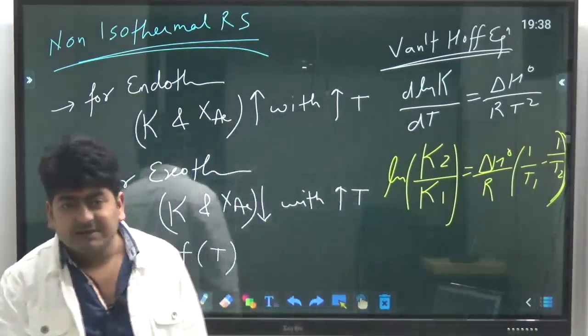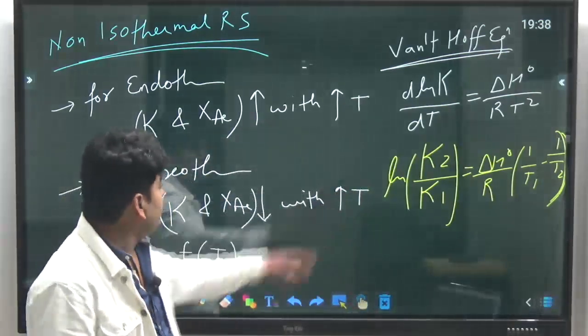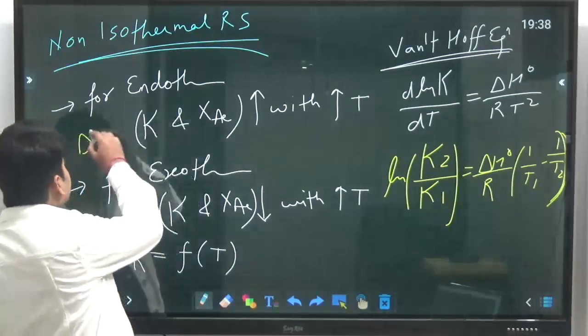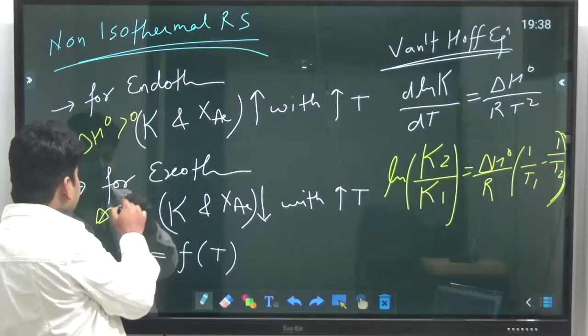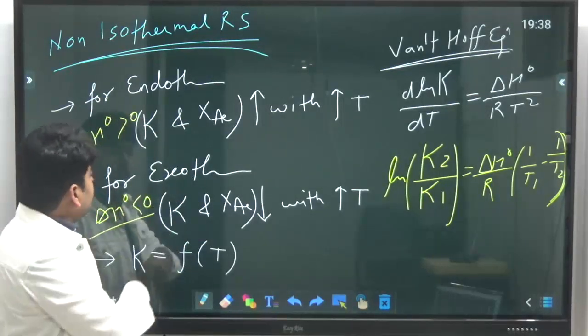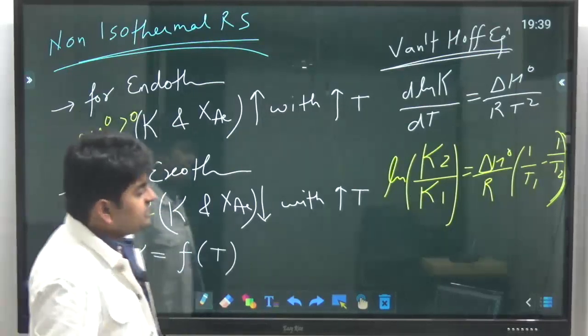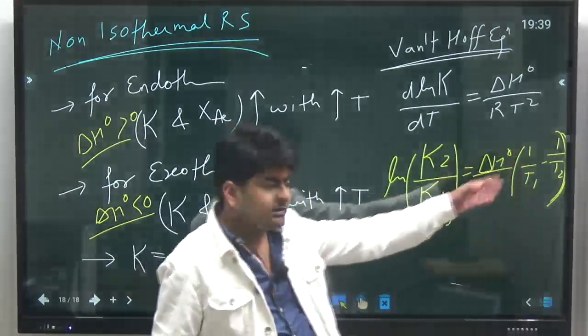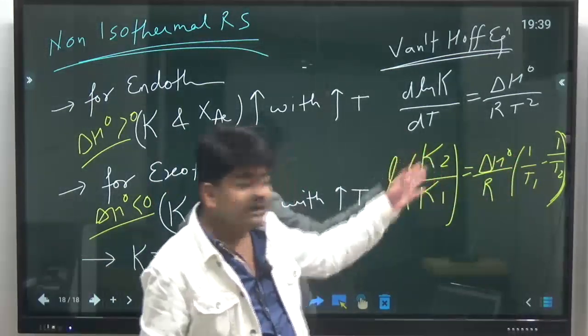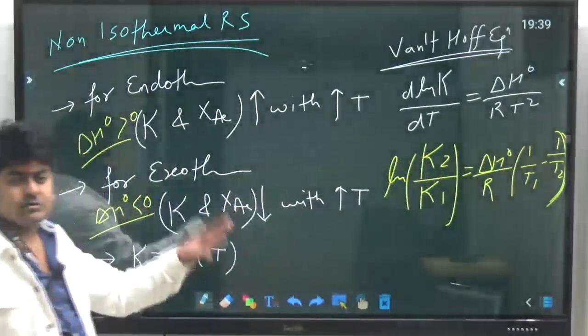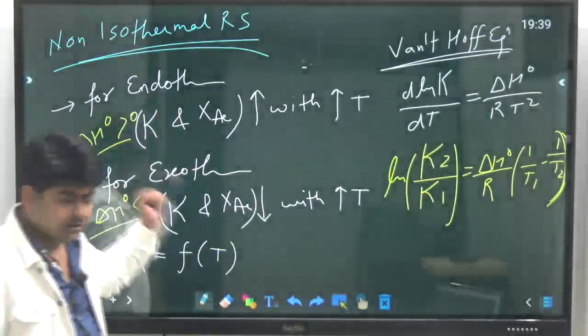Okay, and from this equation you can clearly see that for endothermic reaction we know that standard heat of reaction is positive, and for exothermic reaction we know that standard heat of reaction is negative. Okay, so for positive delta H, if you increase T, K will increase. For negative delta H, if you increase T, K will decrease. So that's how you can prove this point.